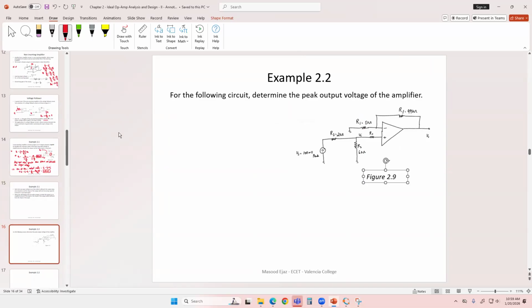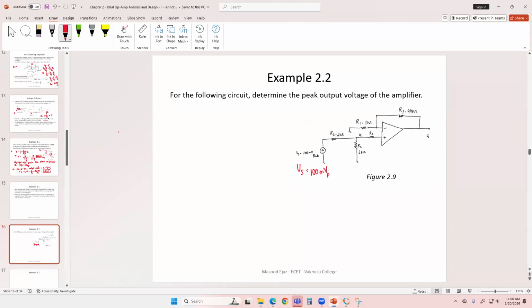For the following circuit, determine the peak output voltage of the amplifier. So the input voltage is given, peak value, small, so let me write it down. 100 millivolt peak value is given. And we want to know what will be the output voltage corresponding to this value. What type of amplifier do we have, inverting or non-inverting? We have the non-inverting amplifier because you are applying the voltage at the non-inverting input.